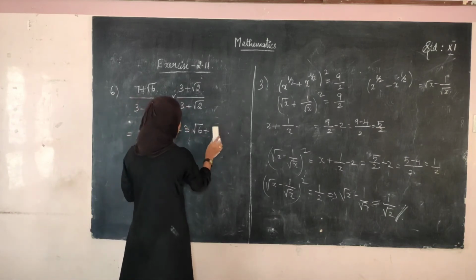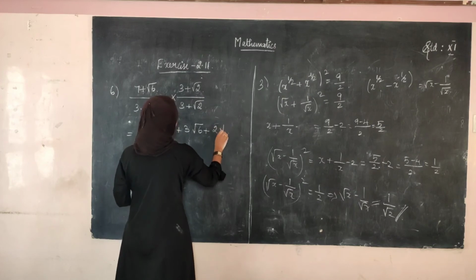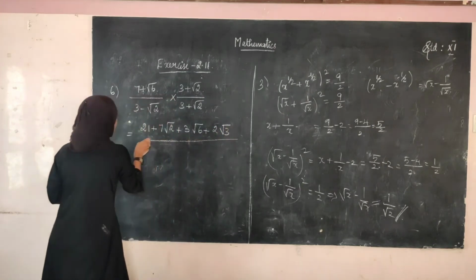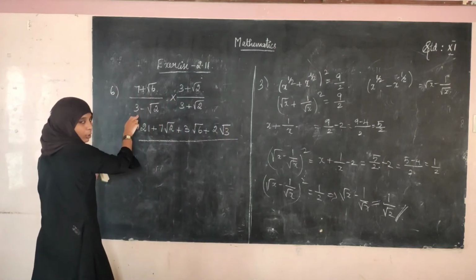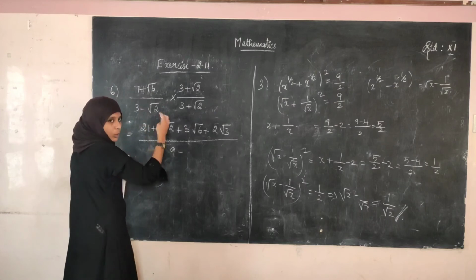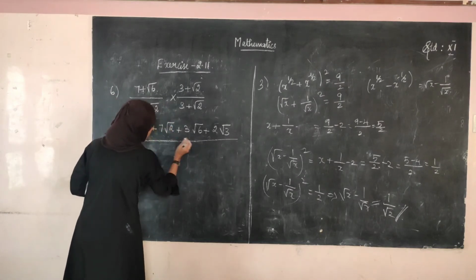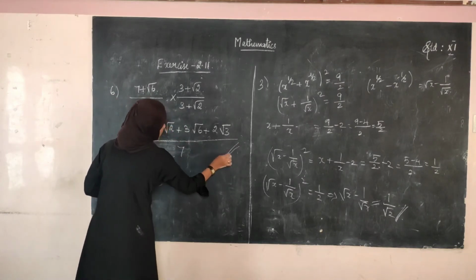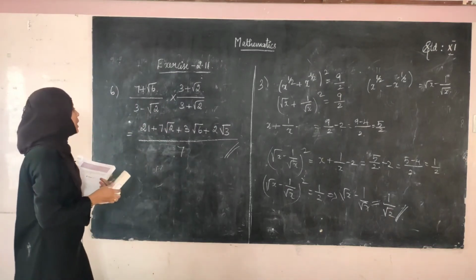4 can be written as 2 square, therefore this can be written as 2 root 3. The denominator is in the format of a minus b into a plus b, that is a square minus b square. a square is 3 square, which is 9, minus root 2 the whole square, which is 2. 9 minus 2 is 7. So this is the answer.